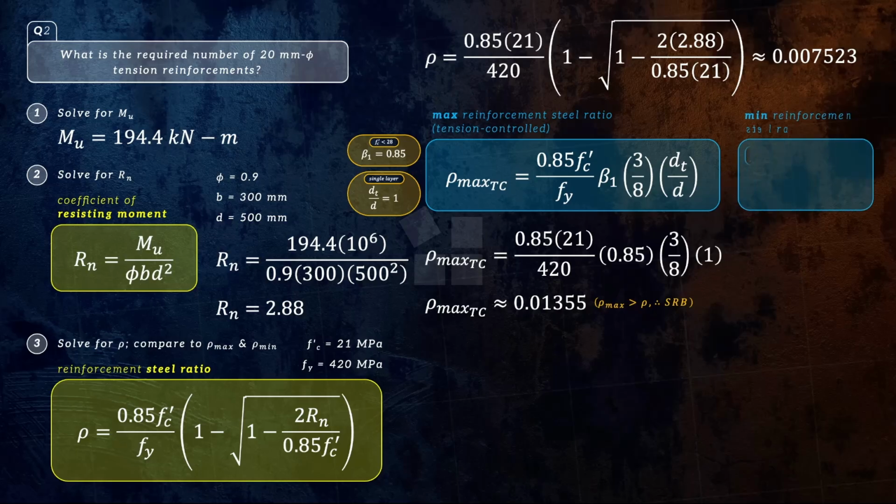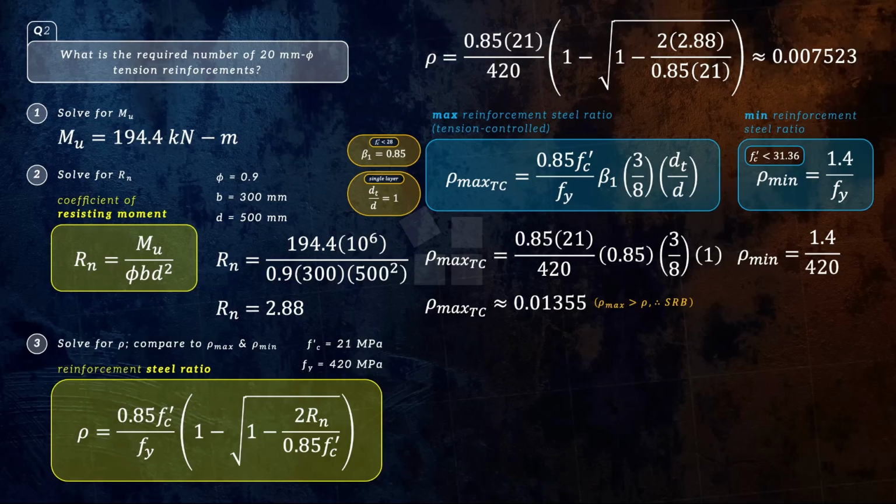Rho min is the minimum reinforcement steel ratio, which varies depending on the value of f'c. The f'c in our case is 21 megapascals, which is less than 31.36 megapascals. Therefore, the rho min formula we will use is this. Using this formula, rho min would be equal to 1.4 over fy, which is still 420.